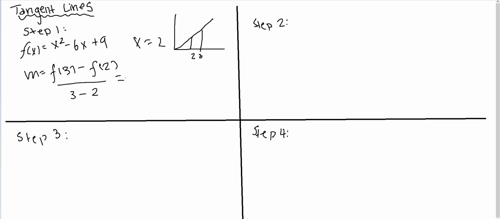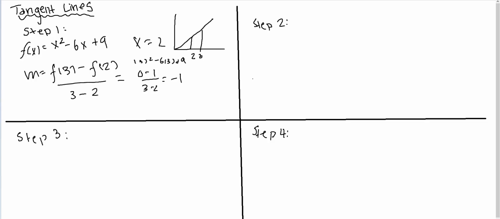And we know that f of 3 is going to equal 0, because 3 squared minus 6 times 3 plus 9 is going to be 9 plus 9, which is 18, minus 18, which is 0. And we know that f of 2 is going to be 1. So 1 over 3 minus 2 is going to give us negative 1 in this situation. And now that gives us step 2.